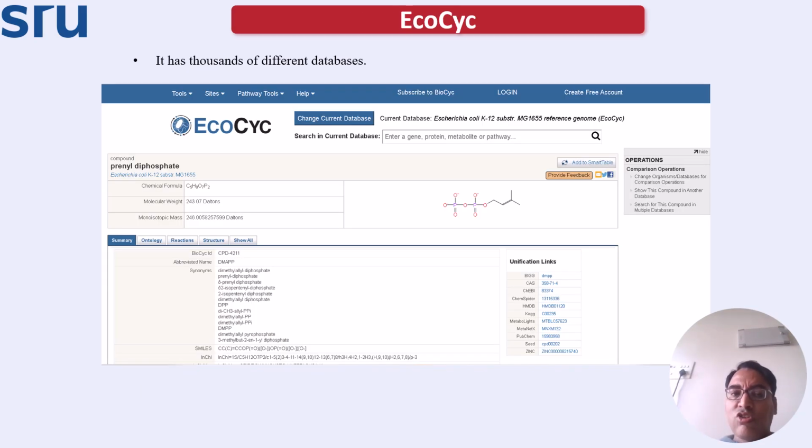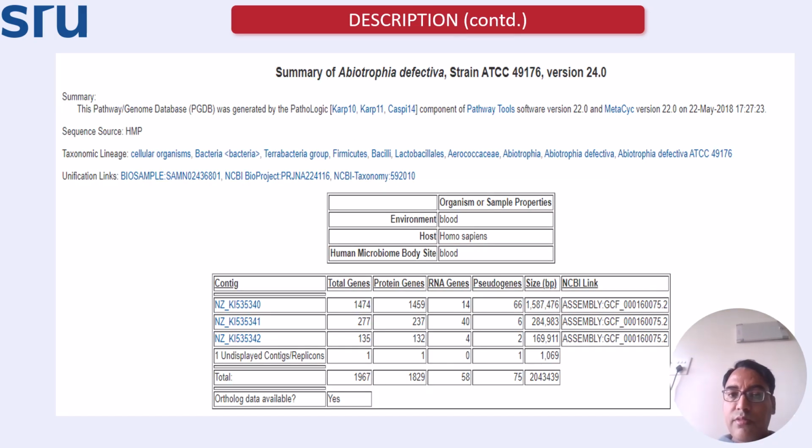Okay, so this is how the complete EcoCyc looks like. See, so I can search several different things here. It's all a thousand of different databases connected here. Now, see, if I search the summary for this Biotrophia defectia, I'm searching it here. See, human blood, Homo sapiens, human microbiome, body weight is present in blood.